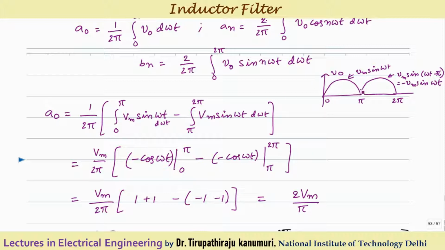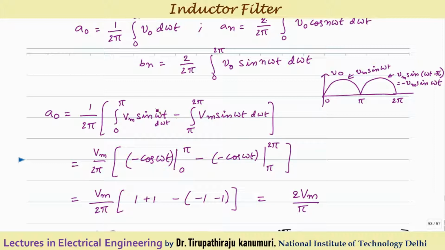It is having two components, 0 to pi and pi to 2 pi. From 0 to pi it is V maximum sin omega t d omega t, and from pi to 2 pi it is minus V maximum sin omega t. That is why I have taken the minus outside: integration from pi to 2 pi of minus V maximum sin omega t d omega t.